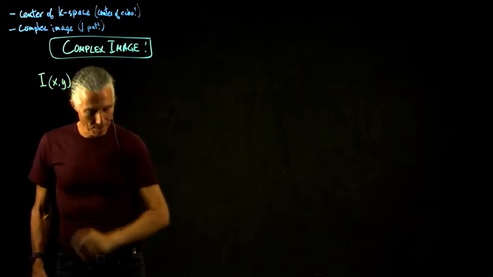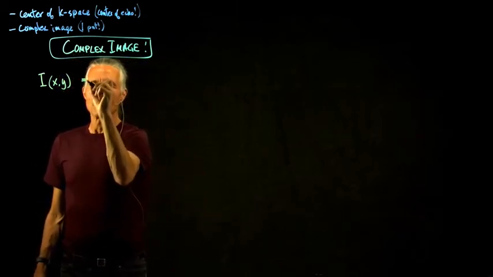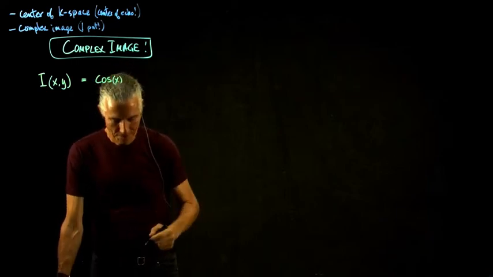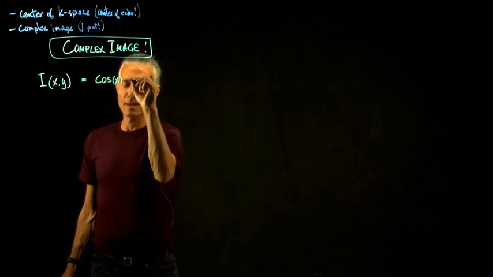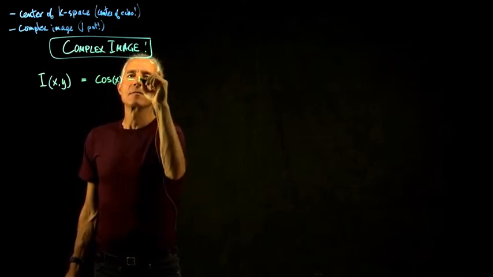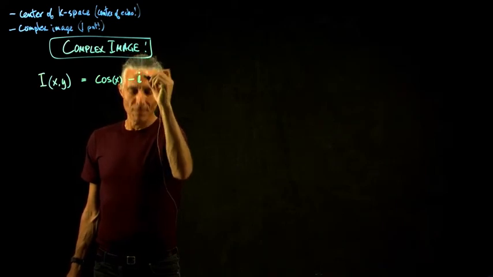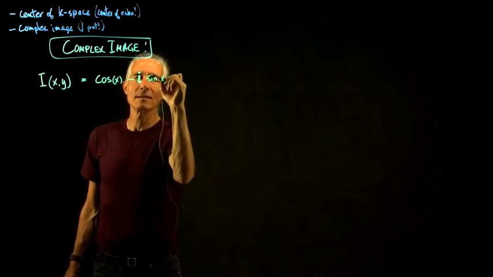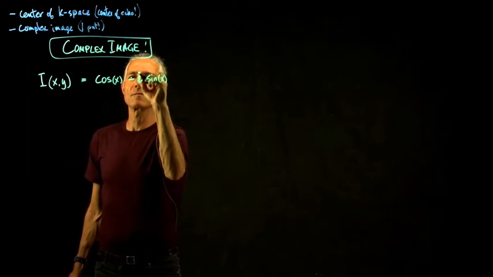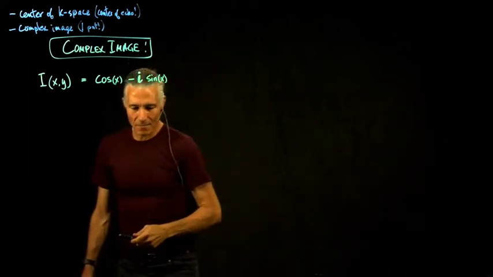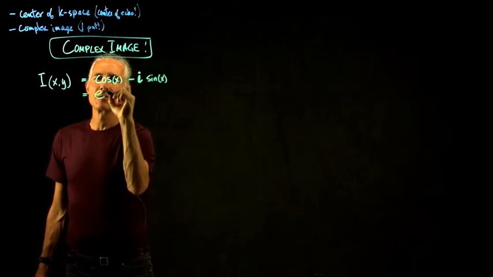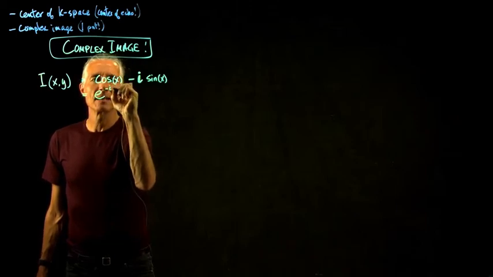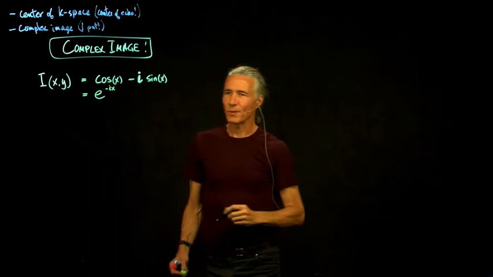So a complex image, we can write it out as cosine of x, that's what we had before. But it has a complex part, so here's minus i for the complex part times sine of x. Now there's all different kinds of complex images we could have made, but we just make this very simple one here. And that one, we can also write out in our usual notation as e to the minus i x. That's another way of writing that same thing out.